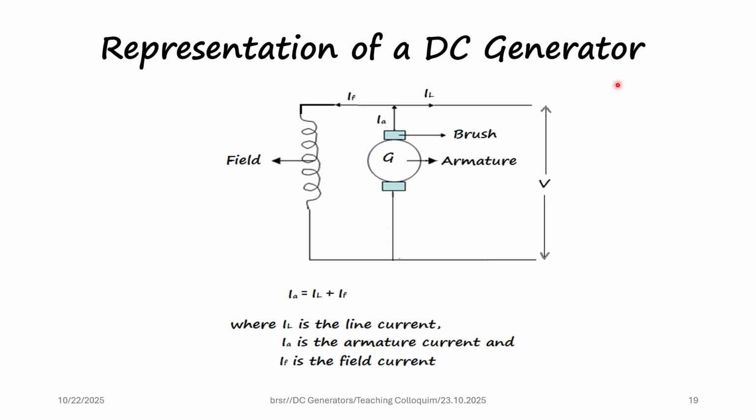The representation of a DC generator is shown here. The magnetic field is represented by a coil and the armature is represented by a circle. A generator is marked as G. If it is a motor, it is marked as M. These two small square boxes are called the brushes. This being a generator, from the armature the current comes out, so the arrow points out, and this current is marked as IA to indicate that this is the armature current. And when the current is coming out, it splits into two parts. One goes to the field and one goes to the line. So here the armature current is the sum of the field current and the line current.